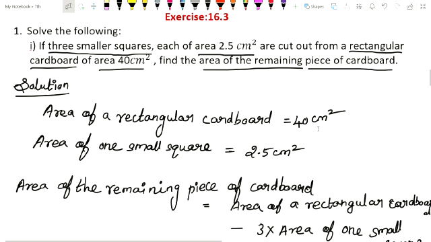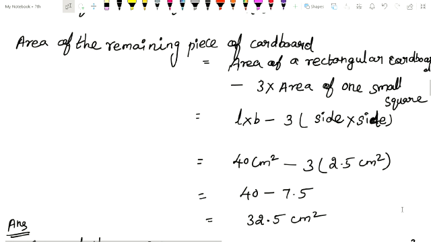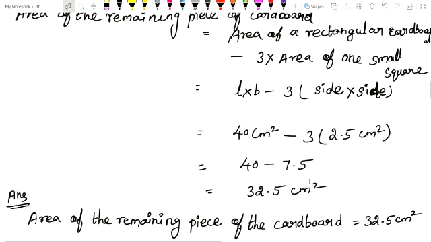Here area of a rectangular cardboard is 40 cm², and area of one small square equal to 2.5 cm². We need to find out the area of the remaining piece of the cardboard. So remaining piece equal to area of a rectangular cardboard minus 3 into area of one small square. Area of a rectangle is L into B and area of one small square is side into side. Here they directly gave the area, so you substitute here. 40 minus 7.5, what will you get, children? 32.5 cm². Is it clear children? Shall I move on to the next one?